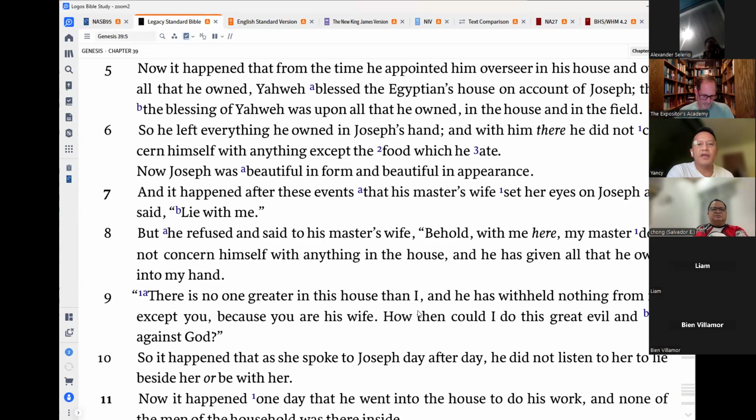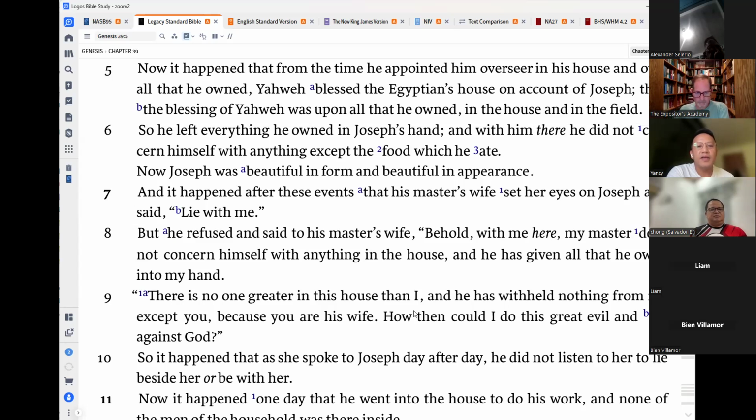So he left everything he owned in Joseph's hand, and with him there he did not concern himself with anything except the food which he ate. Now Joseph was beautiful in form and beautiful in appearance, and it happened after this event that his master's wife set her eyes on Joseph and said, "Lie with me."